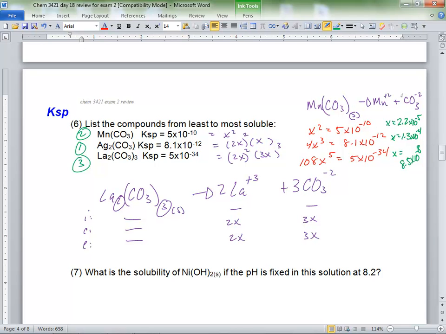So that's why I put a number 1 in the middle one, because his x is the biggest, 10 to the negative 4. And then 10 to the negative 5 would be the next biggest, and 10 to the negative 8 would be the last. Most soluble, because remember these x's are concentrations in solution. So this is like 8.5 times 10 to the negative 8 molar. That's really dilute. 1.3 times 10 to the negative 4 molar of that stuff, oh, that's a lot more concentrated.